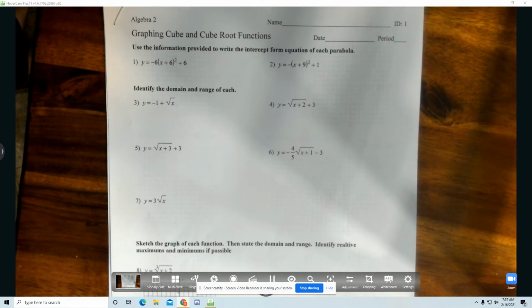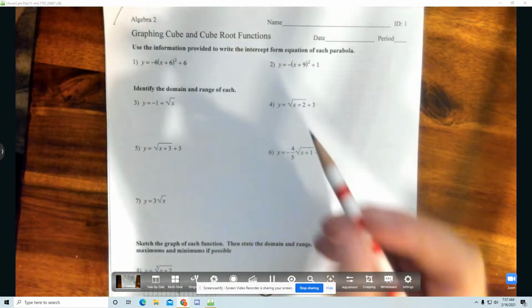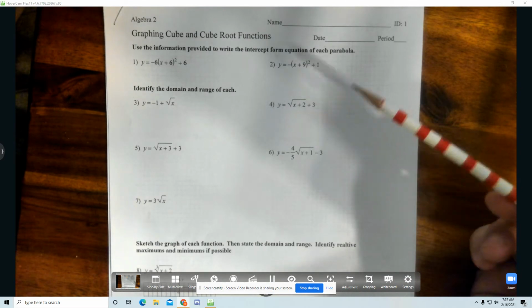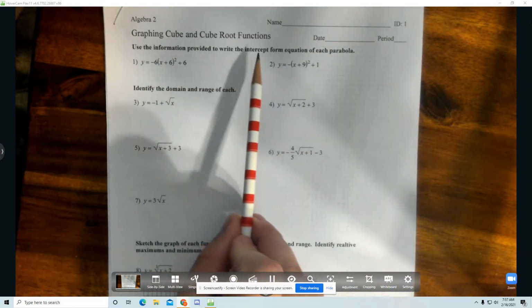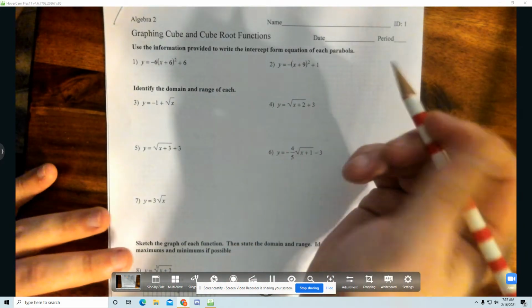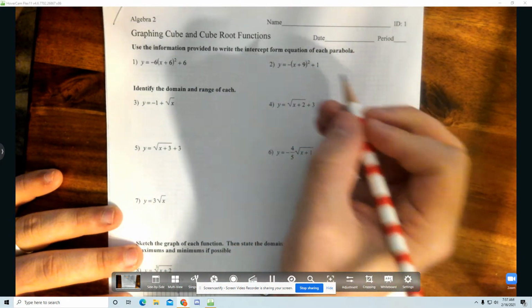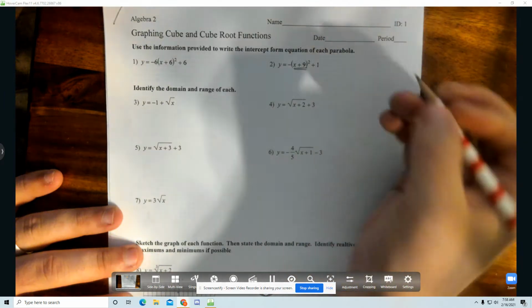All right. Well, let's go ahead and get started here. On these first 7 problems, really what we're looking at here is sort of a review. The first one is: use the information provided to write the intercept form equation of each parabola. So what are we going to do first? Well, first thing we're going to do is take out this x plus 9 squared.